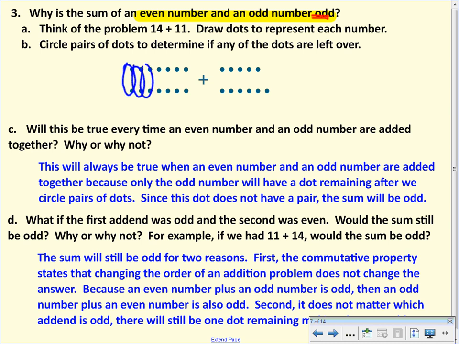Well, I know my 14 is going to have even groups. Now my 11, I don't have an even group of two. In the sum, there's one left over. So if there's one left over, we know that the sum is odd. And this will be true every time because the odd number is always going to have one left over.